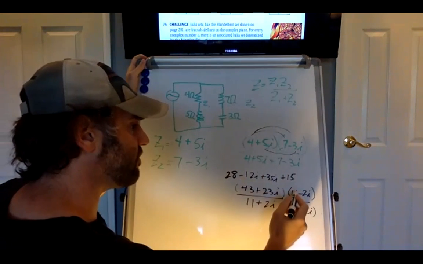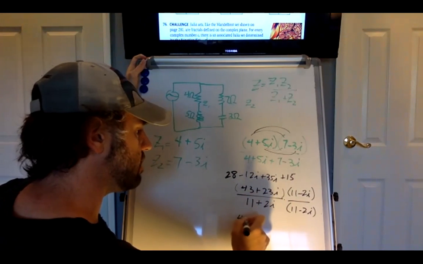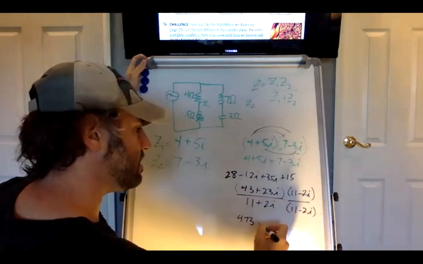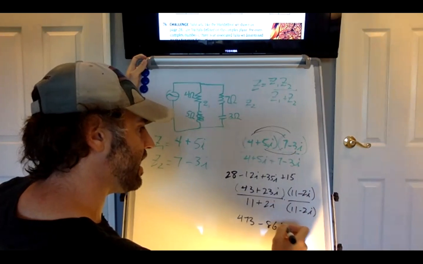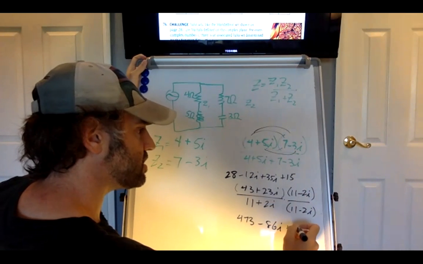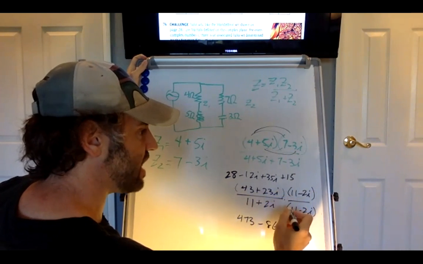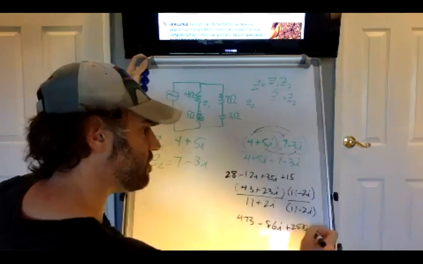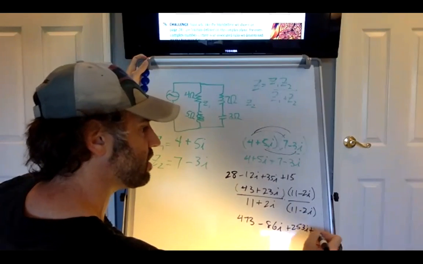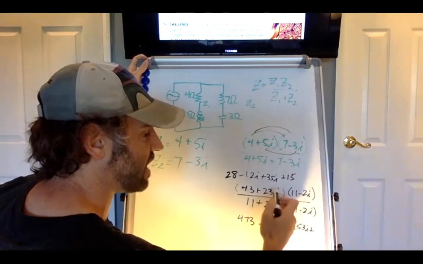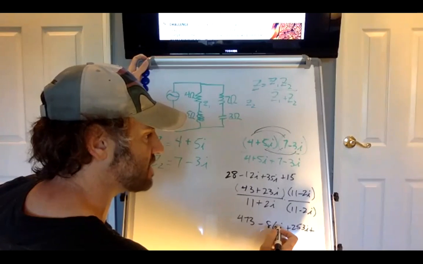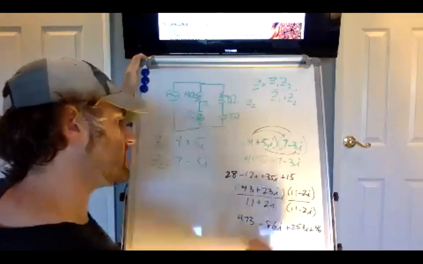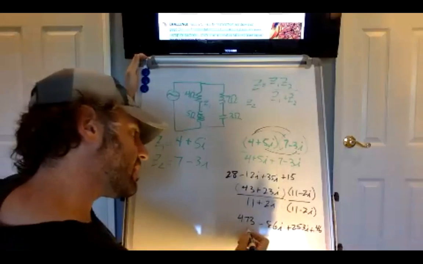Okay, 43 times 11 is 473. And then I have negative 86i plus, and then 23 times that is 253i. And then it's going to be plus, because it's negative, and then i times i is i squared is negative, so positive 46. Okay, and then let's see what that comes out to.